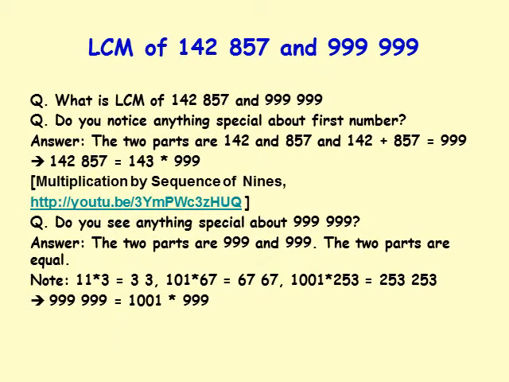Let's continue. That means 999 and 999 is equal to 1001 times 999. What does it mean? 999 is a common factor here. The two numbers are 143 times 999 and 1001 times 999. So 999 is a common factor of both numbers. Let's continue.